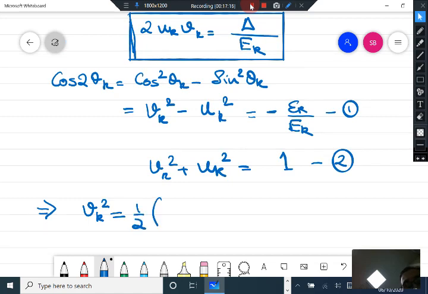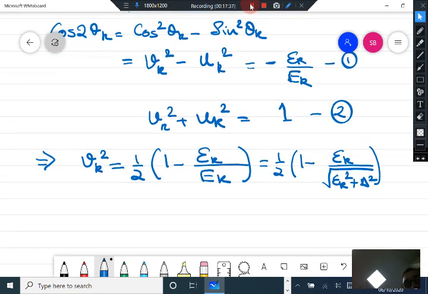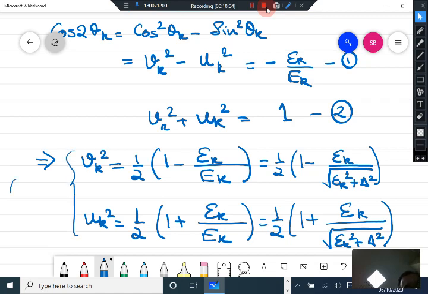vk square is equal to half of 1 minus Ek divided by capital Ek, which is equal to half of 1 minus Ek divided by square root of Ek square plus delta square, and uk square is half of 1 plus Ek divided by capital Ek, which is half of 1 plus Ek divided by square root of Ek square plus delta square. uk square and vk square are also called the coherence factors.